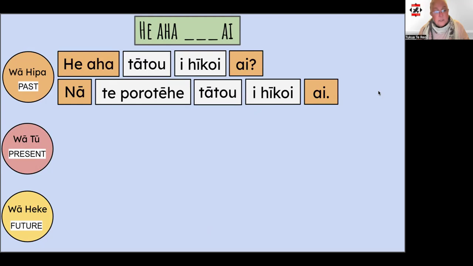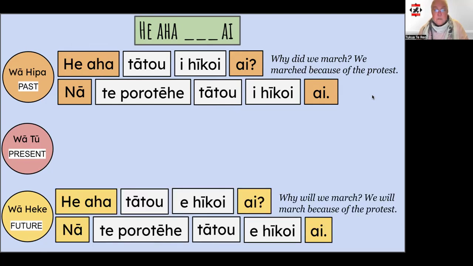He aha tātou i hikoi ai? Nā te porote tātou i hikoi ai. And here's the translation. Why did we march? We marched because of the protest. And here we have another familiar structure, the future question and answer sequence, replacing i hikoi with e hikoi. Why will we march? We will march because of the protest.